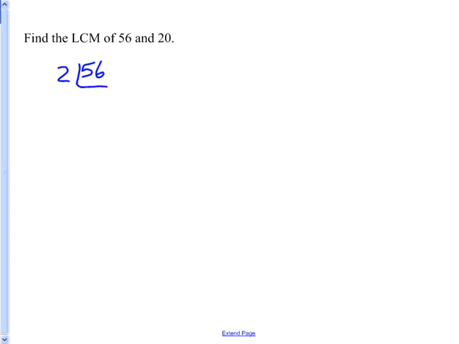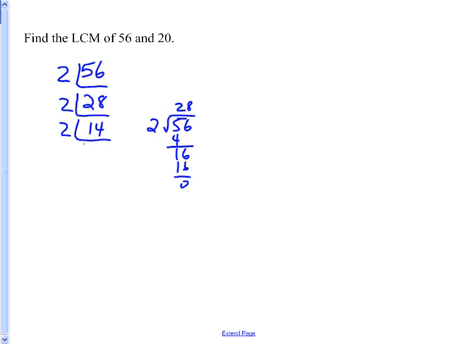And if I do that division, we have to do that off to the side. 2 goes into 56 how many times? Well, 2 goes into 5 twice, leaving me a 4 there with 1 left over, and 2 goes into 16 8 times with nothing left over. So that'll leave me 28, and once again 2 goes into 28, leaving me with 14, which 2 goes into again, which leaves me with 7, which is prime. So my factors are 2 times 2 times 2 times 7, or 2 cubed times 7.